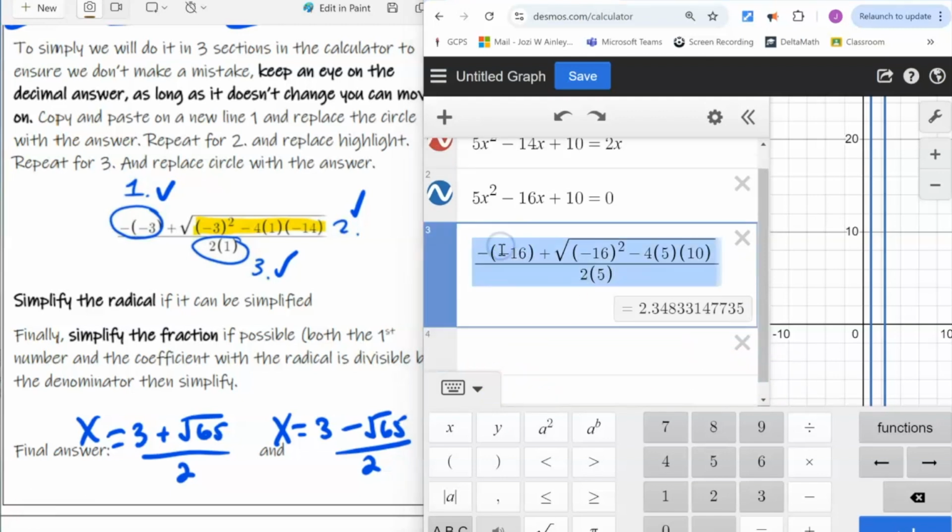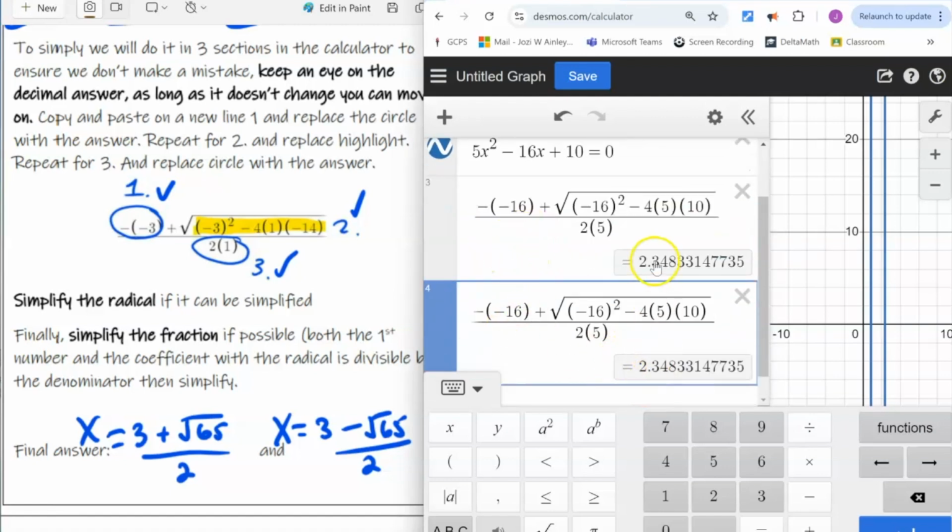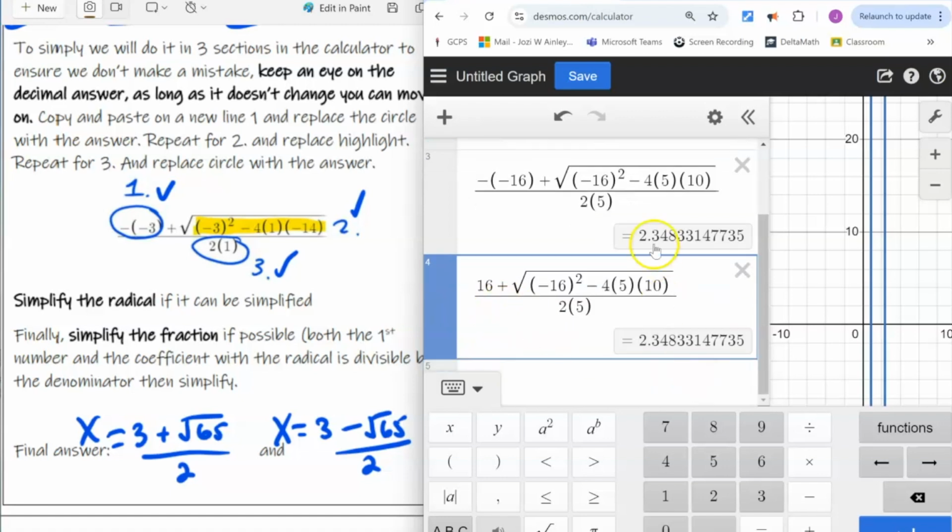So to keep making sure that I'm matching my decimals, that I'm not making a mistake, I am going to do my combinations on a new line. So it stays 2.34, 2.34. So this is positive 16. So this is just going to be positive 16. Does it still match? Yes. So I've done step 1 correctly.